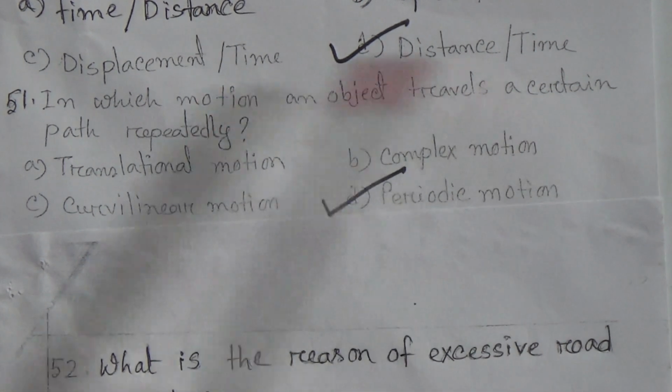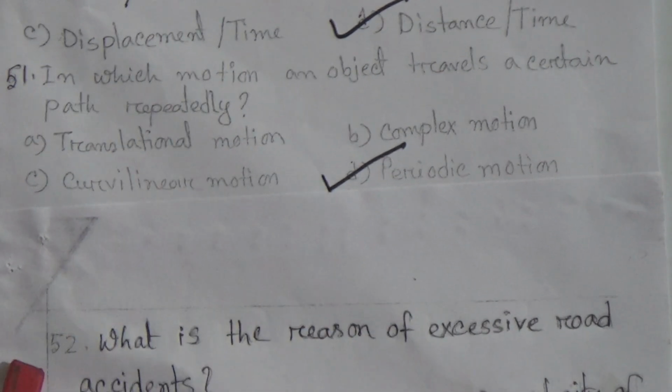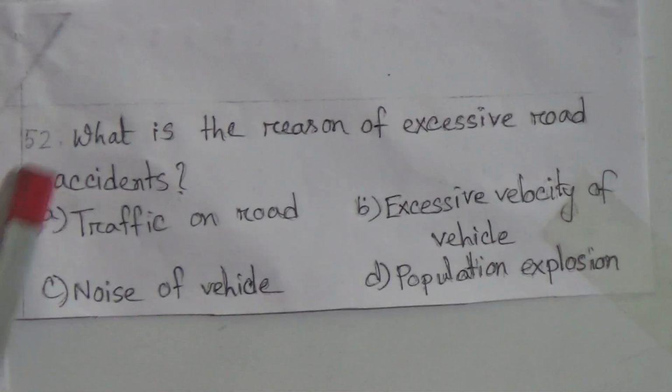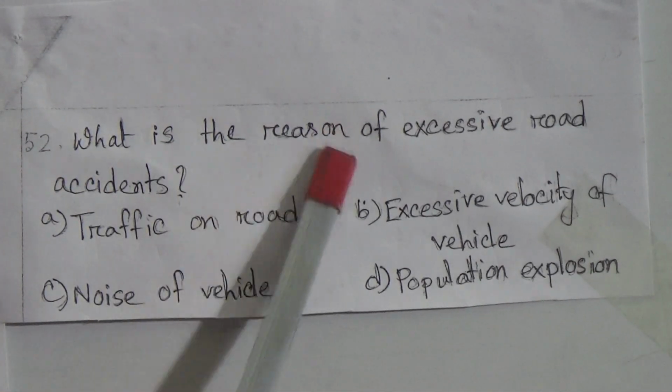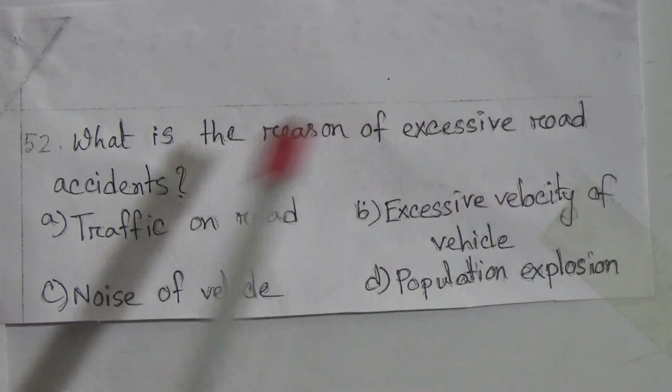An object travels a certain path repeatedly in periodic motion. Now the last MCQ, number 52. What is the reason of excessive road accidents?